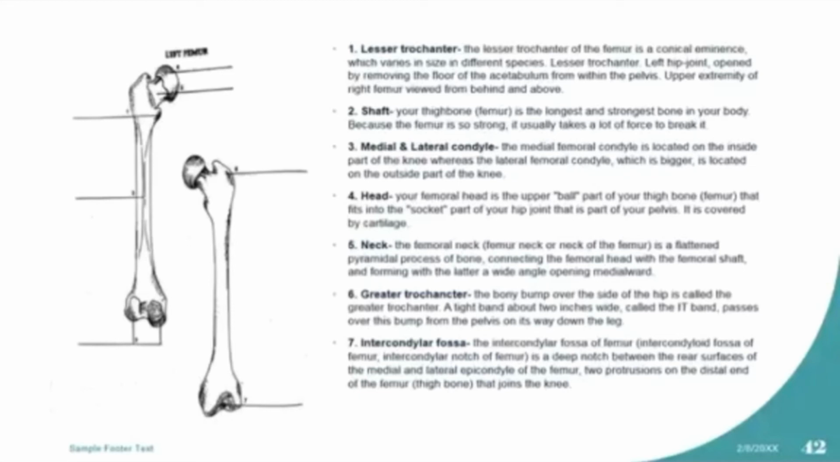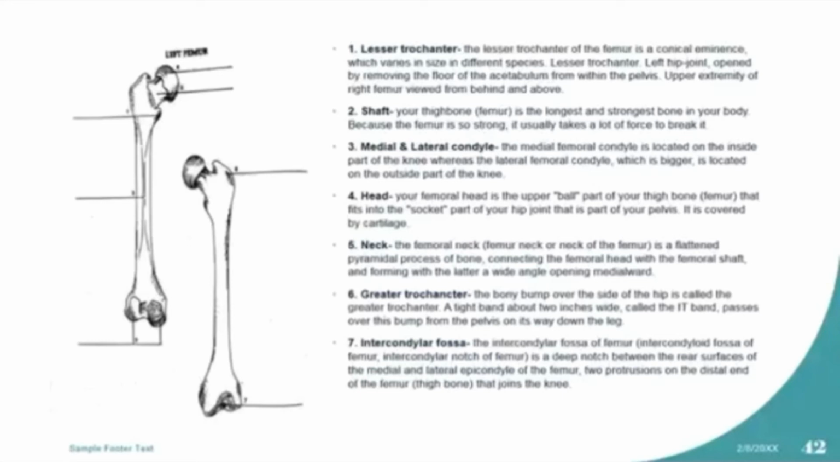Number 4 is head. Your femoral head is the upper ball part of your thigh bone, or the femur, that fits into the socket part of your hip joint that is part of your pelvis. It is covered by cartilage. Number 5 is your neck. The femoral neck, or neck of the femur, is a flattened pyramidal process of bone connecting the femoral head with the femoral shaft and forming with the latter a wide angle opening medialward.